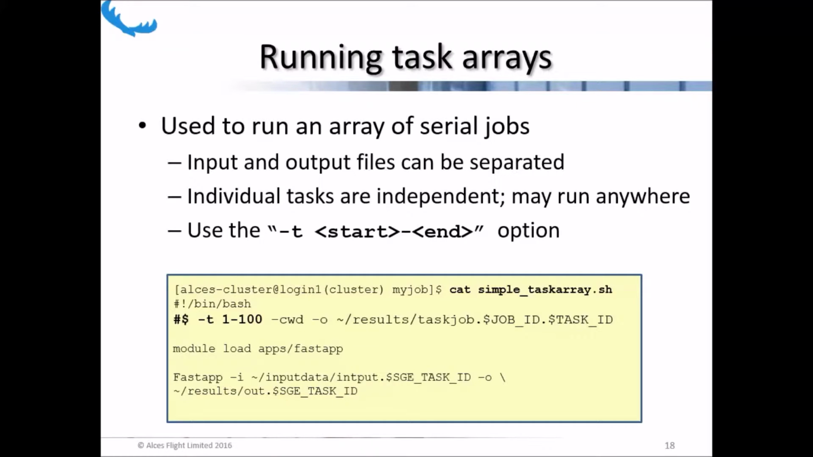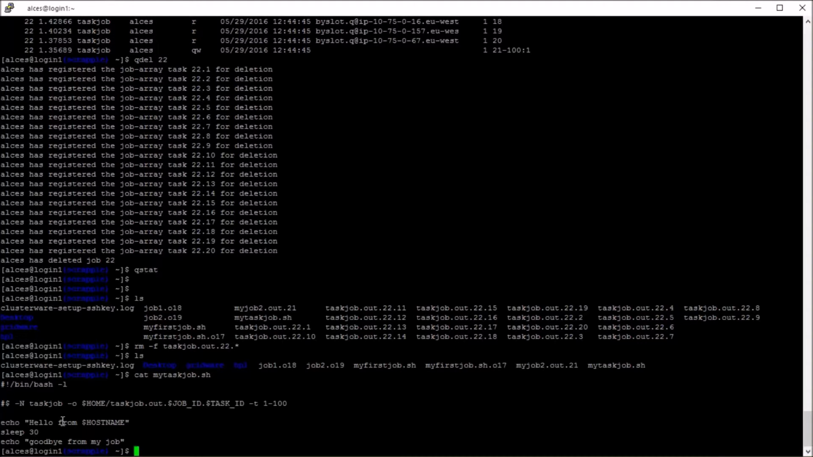Users can submit task array jobs using the -t parameter. -t is provided with both a start and an end task number for a particular job. In this example, we've used -t 1 to 100. The special identifier $task_ID is filled in automatically by the scheduler with the current task ID of the running job. For example, here I've modified my job script to include the task ID parameter, -t 1 to 100. The rest of the settings are the same, but I've also edited the output file location to include task ID.